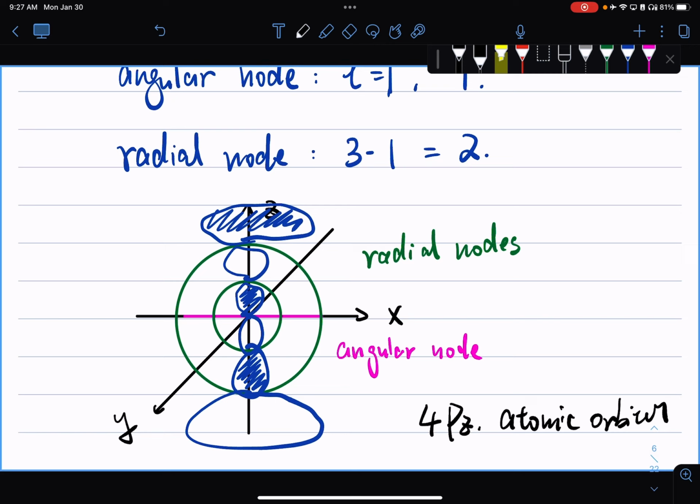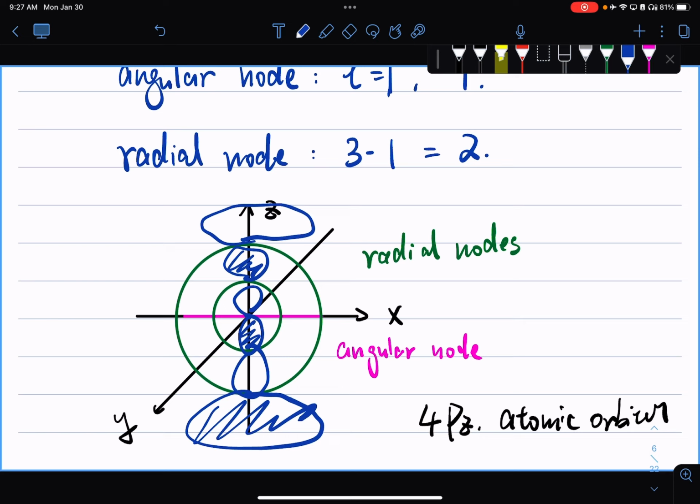Yes? How do you know which ones to shade? It doesn't matter. This is one way to shade it. As long as you alter the shading at the node plane, I don't care if it's shaded this way, or you could also change it to this way. As long as you alter your shading at the node plane, you're correct. There are two different ways to draw it.